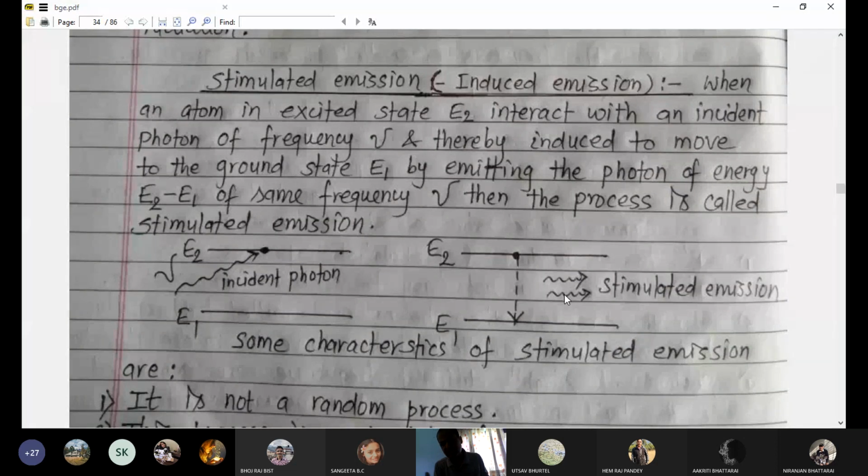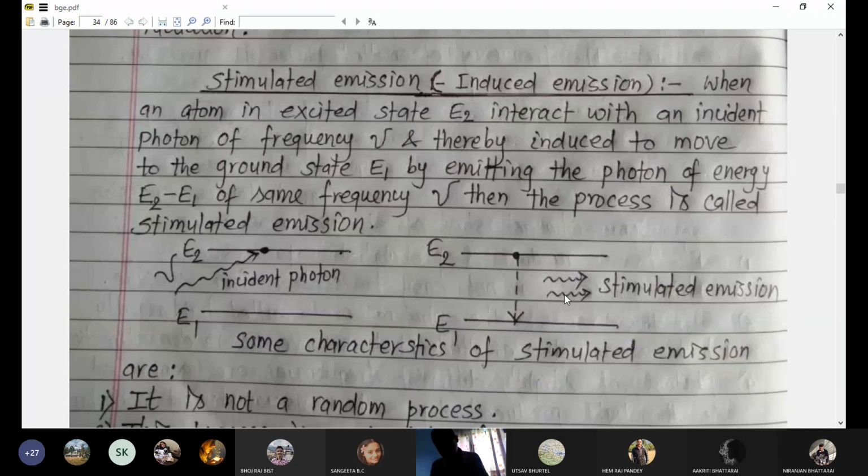That means there will be altogether 4 photons. They move in the same direction, and 4 photons again collide with 4 atoms, giving 8 photons. They move in a particular direction, and 8 photons again collide with 8 atoms. Then they give 16 photons. They move in the same direction. In this way, a chain reaction occurs.